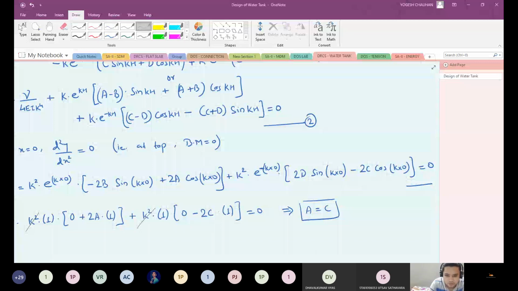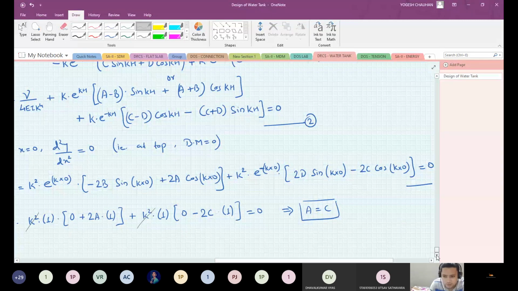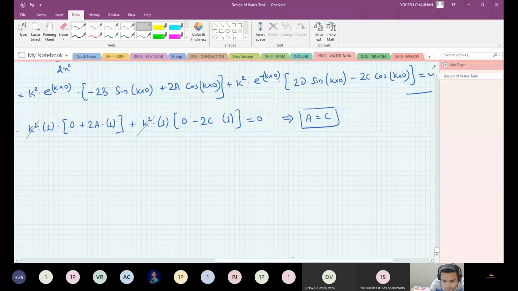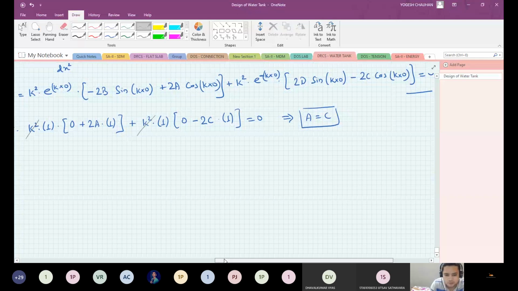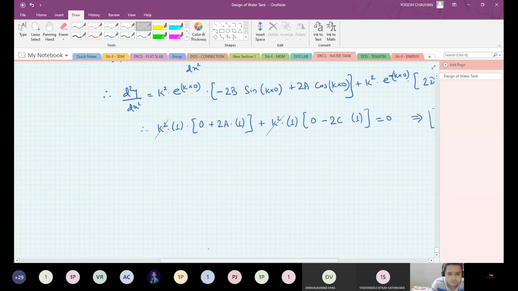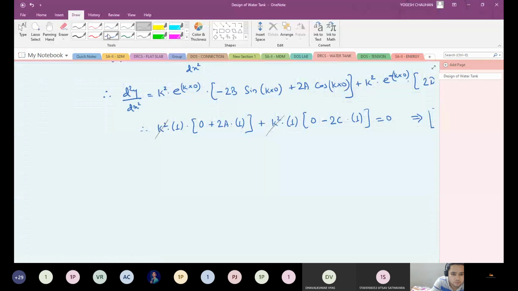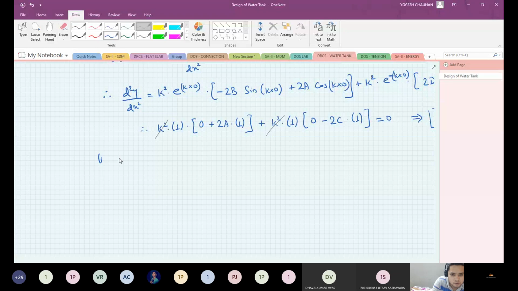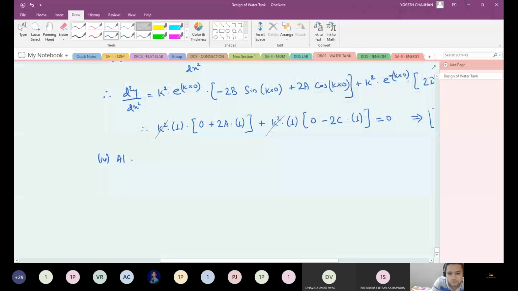So you will get the value of A equals to C. Now let us apply the fourth boundary condition, that is at x equals to 0, at x equals to 0, your shear force is 0.